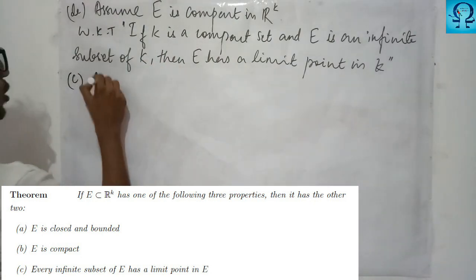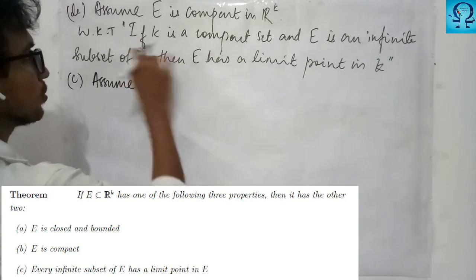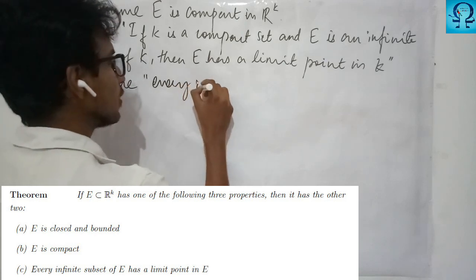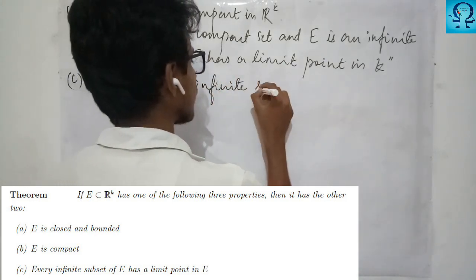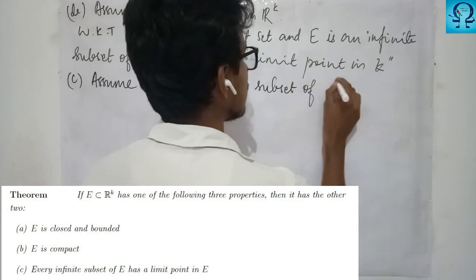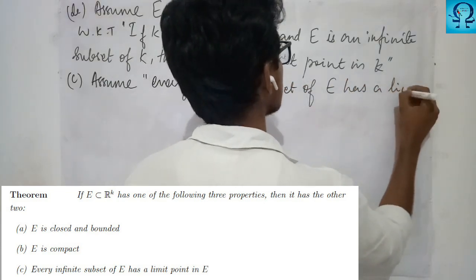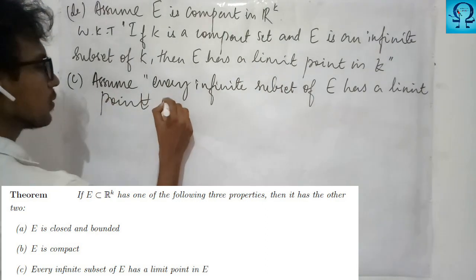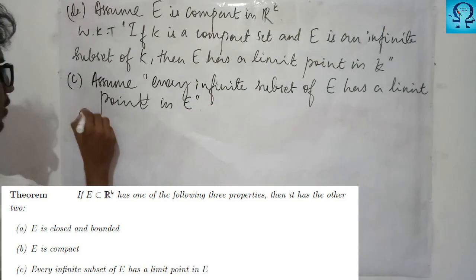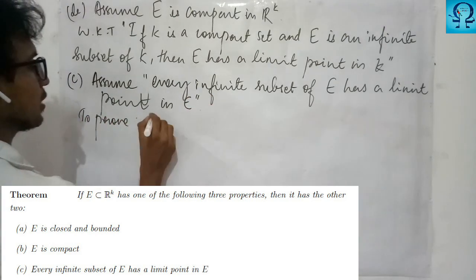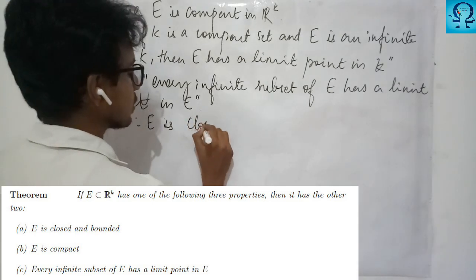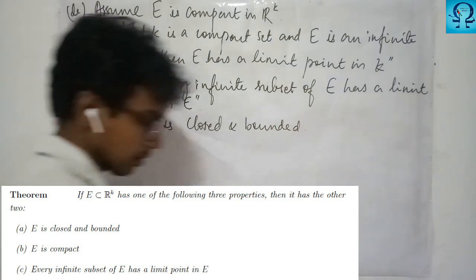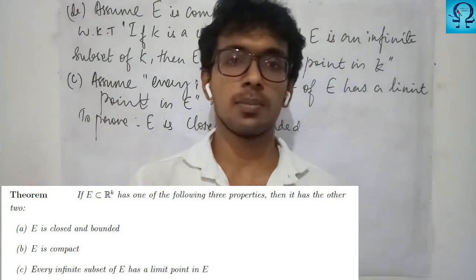Next, what we are going to do is assume this statement: every infinite subset of E has a limit point in E. This is our assumption, and we need to prove the set E is closed and bounded. Here we are going to prove this by the contrapositive approach.